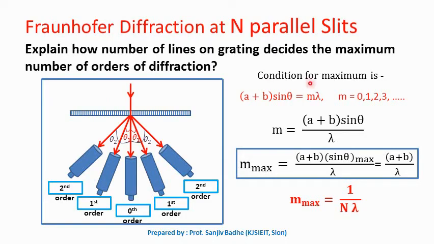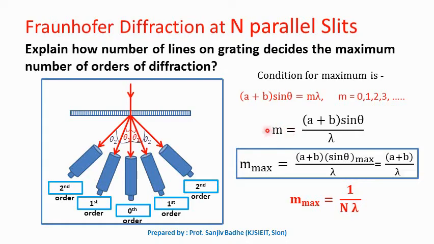Okay, now we have seen the condition for maximum is (a+b) sin θ equal to mλ, where m is equal to 0, 1, 2, 3 and so on. The question here is, what will be the maximum value of this m? That means how many orders of principal maximum can be seen. To answer this question, we'll just rewrite the condition in terms of m. So m is equal to (a+b) sin θ upon λ.